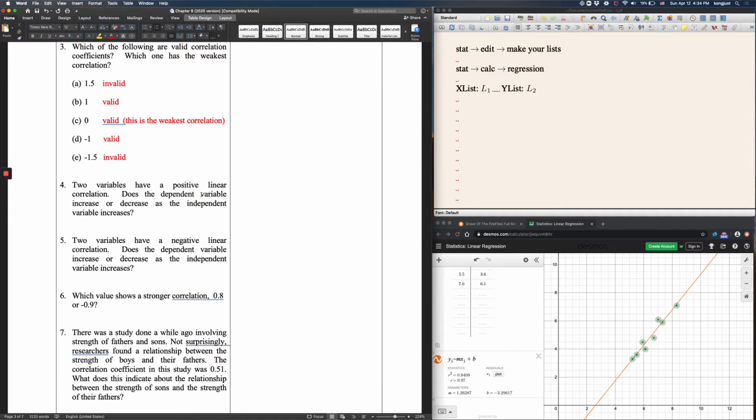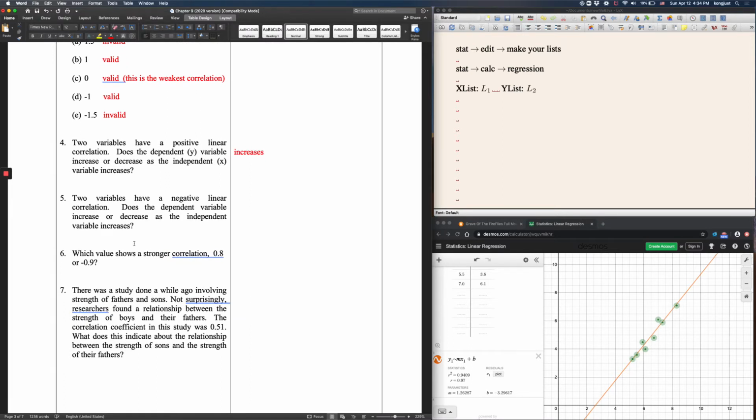Question number 4. Two variables have a positive linear correlation. Does the dependent variable, so this is the y variable, increase or decrease as the independent variable, the x variable, increases? So if positive, as one goes up, the other goes up. So we're just going to say right here, it increases. Easy.